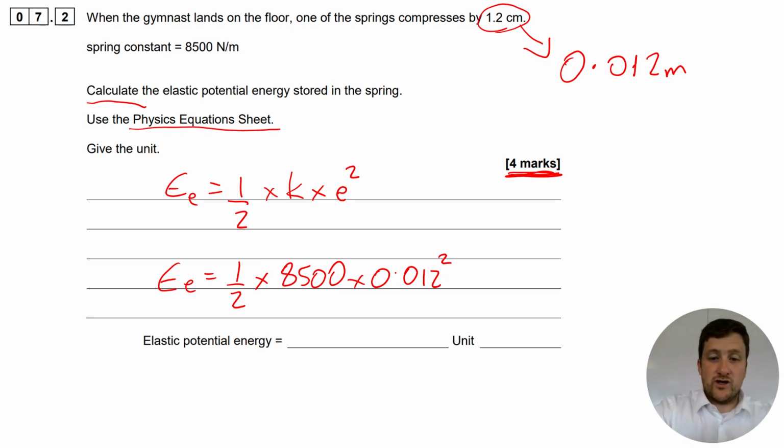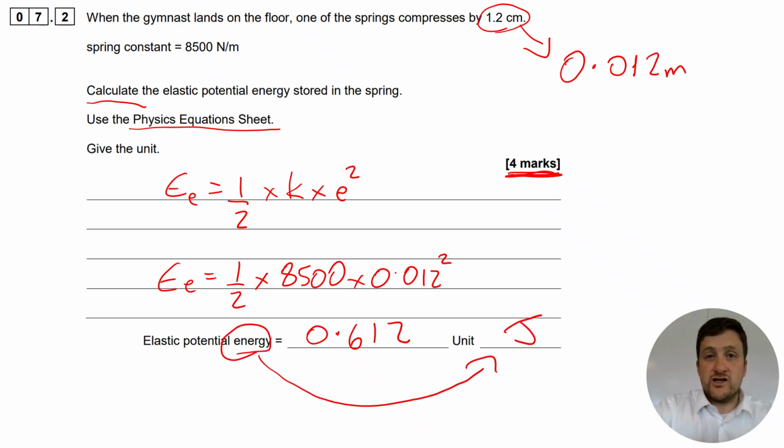If we plug all that in, we end up with a number of 0.612. And again, the unit: we're looking at energy here, aren't we? There's only one unit for energy. It doesn't matter what store of energy it is. It's always going to be in joules.